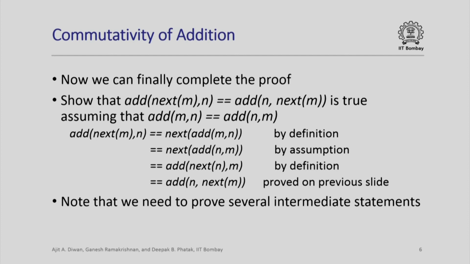So we assume that the property holds for m. So add of m comma n is equal to add of n comma m, and this again by definition of addition is equal to add of next of n comma m. Next of add of n comma m is add of next of n comma m, and now using the property that we proved in the previous slide, this simplifies to add of n comma next of m. So finally we get that add of next m comma n becomes equal to add of n comma next of m. So we can change the order of the variables and get the same result.